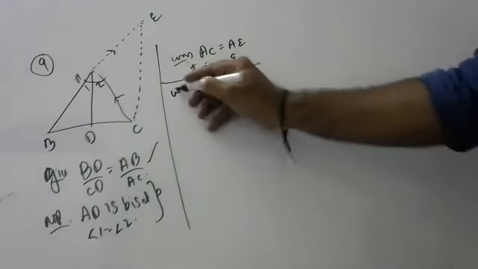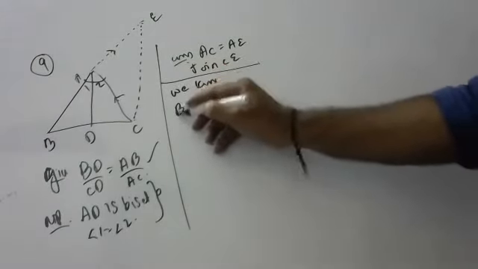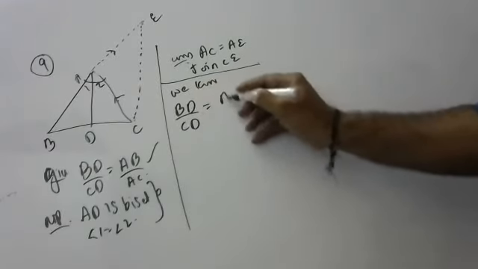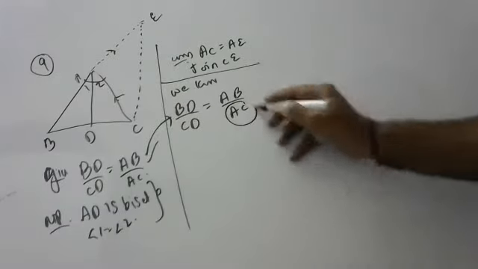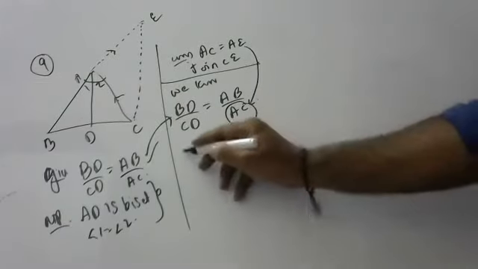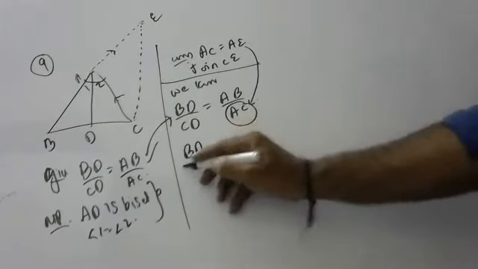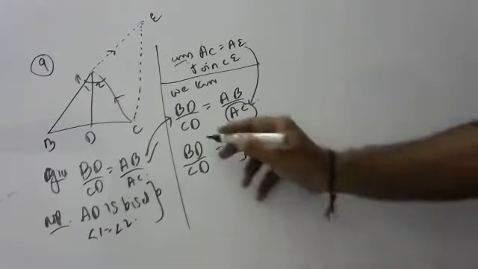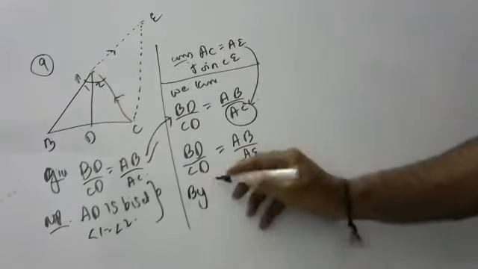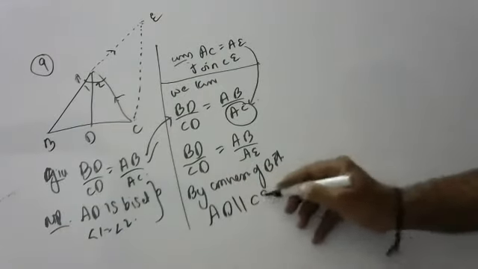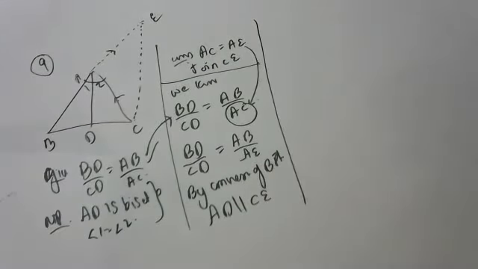Now, we know, children, BD by CD is equal to AB by AC. They have given this. Instead of AC, can I write AE? Yes, sir. BD by CD is equal to AB by AE by construction. Now, BD by CD is equal to BA by AE, by converse of BPT. What can we say, children? AD is parallel to CE.